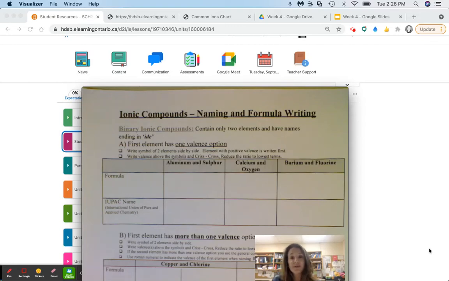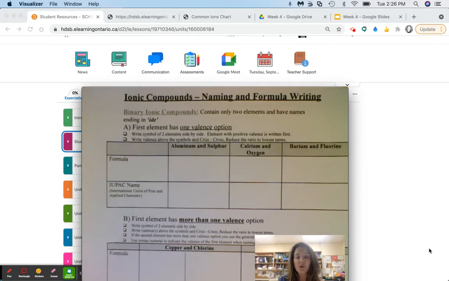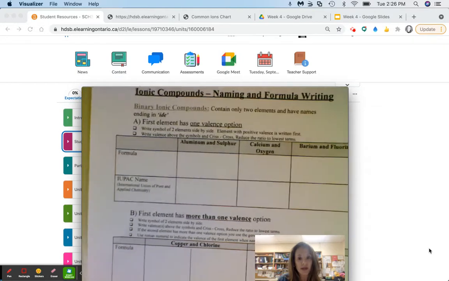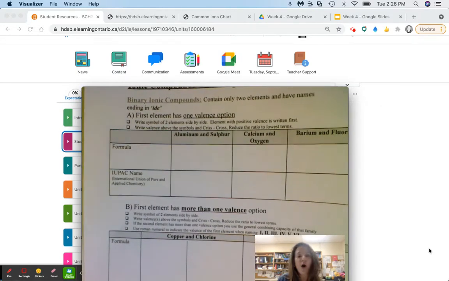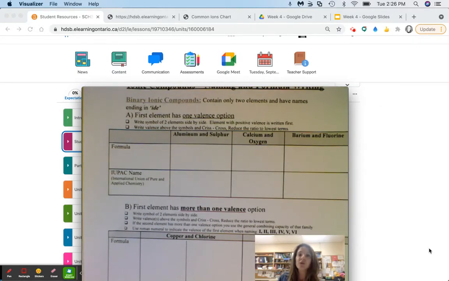Hi everyone. In a previous slide, we were learning about how to name binary compounds for ionic compounds, and we were also learning how to recognize if the first element has more than one valence option, and how to go about naming those types of ionic compounds as well. Today we're going to go through how to name polyatomic compounds, and poly means many. In this case, we're looking at ionic compounds that have more than two atoms involved in their structure.